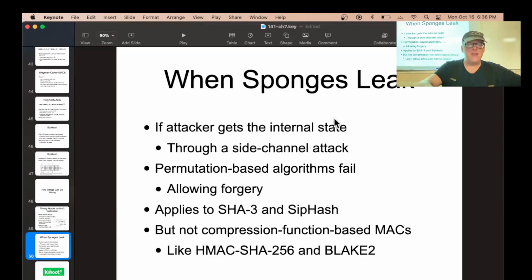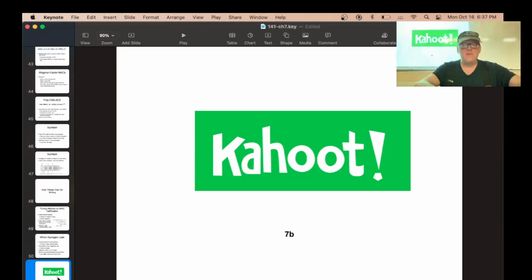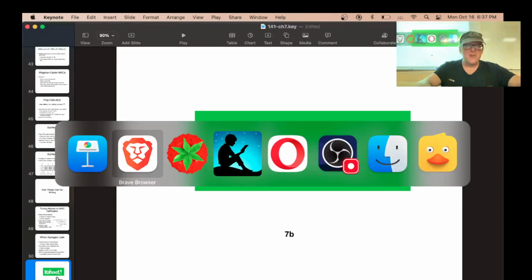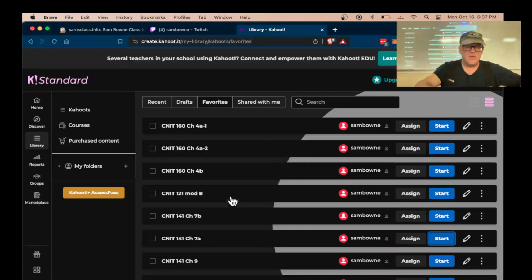All right, and then if they get the internal state from a side channel attack, then things that are sponges, like SHA-3 and SipHash, can fail. So it's a thing to know, but of course there has to be some limitation in security. At this point, if you have some kind of leak of some of the internal secrets, they're all going to fall to some extent. So that's not too serious. Neither of those are too serious. Anyway, that's the more advanced ones. Let's try another Kahoot.